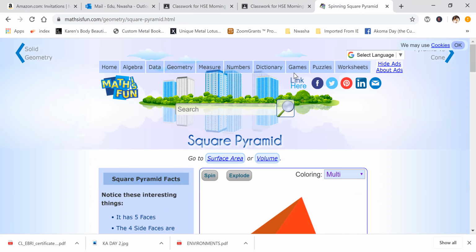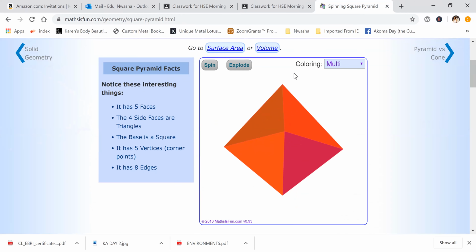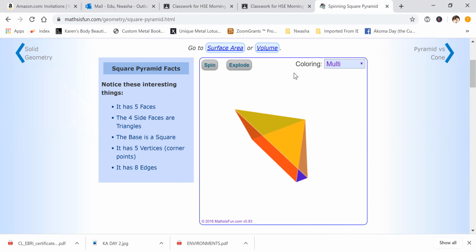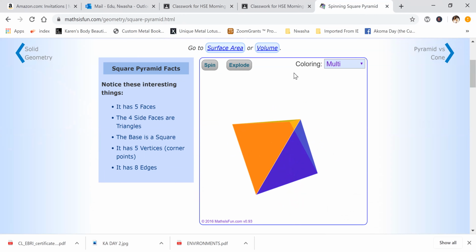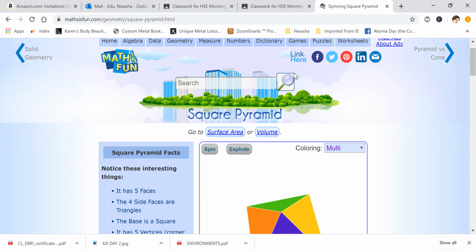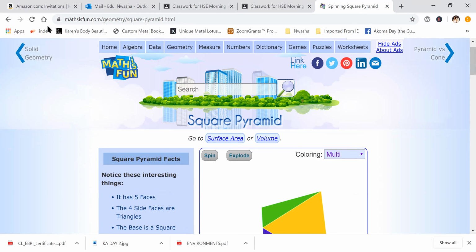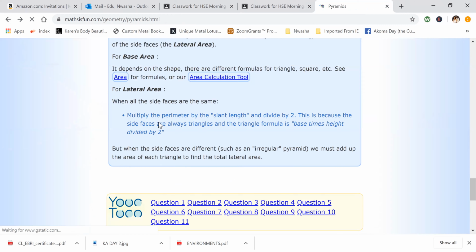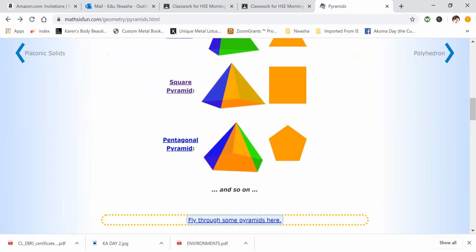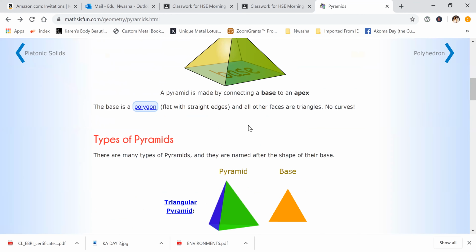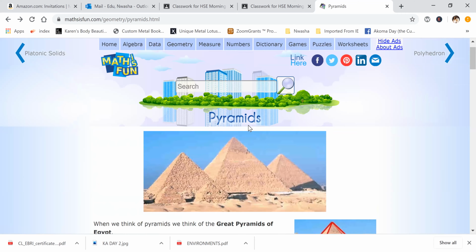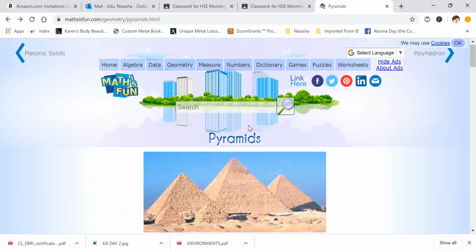So we're going back to the pyramid. Can you see this one? Okay, good. So this one is the square pyramid. So on Math is Fun, if I go back one page, they actually have multiple pyramids, but this is really unlimited, so you can go into further areas or more advanced geometry, but I don't think that you're really going to have to do that. So we're just going to take a look at it a little bit.